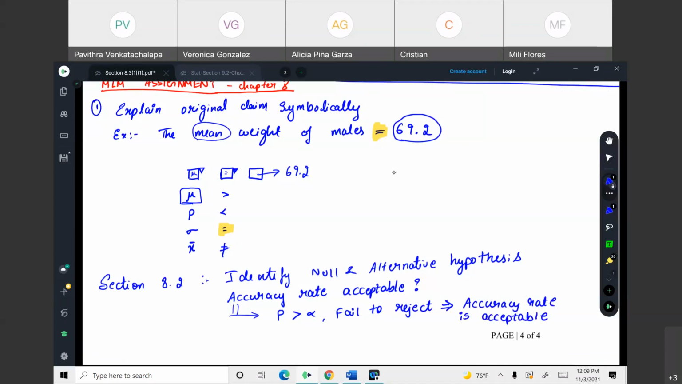Fine. Now, what do you mean by accuracy rate? Very simple. That means your claim. So that rate will define how much your claim is correct. Okay, that is meant by accuracy rate. Now, when we say fail to reject, that means, in other words, you're not rejecting the H naught, you're accepting that. So when you're accepting H naught, that means your claim is correct. So your accuracy rate is acceptable. Okay.